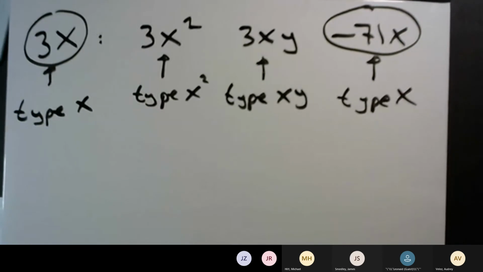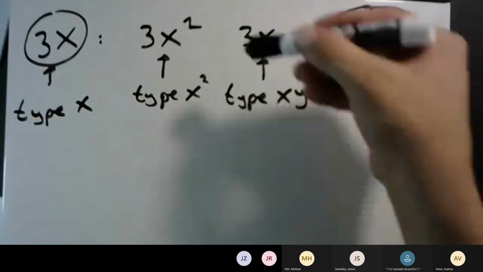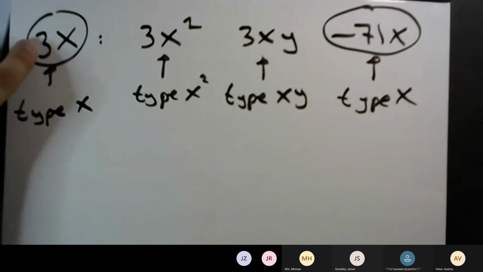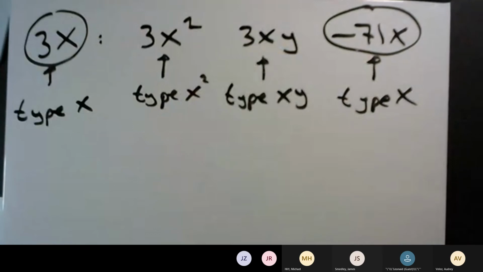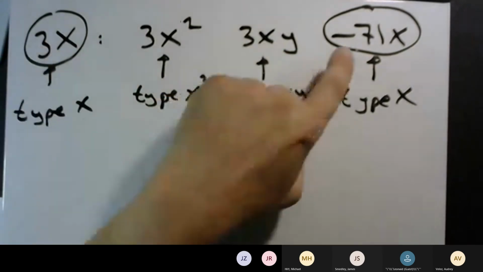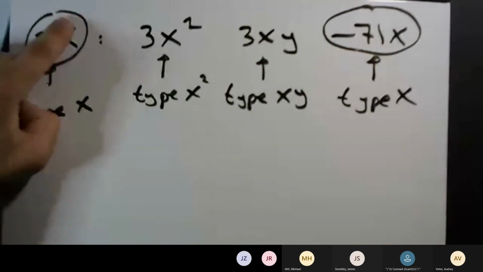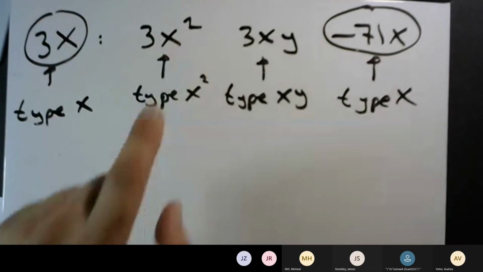So that means this and this, they're the same type. So that's how we identify like terms. And again, we're looking for the variable and any exponents that are on the variable. What we don't pay attention to is the number that's attached to the front of the variable, or what we call the coefficient. That we can ignore, because this is a 3 and that's a negative 71, it doesn't matter. But because there's no exponent here, but there is an exponent here, that matters.